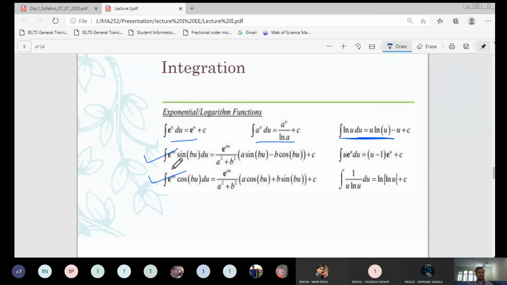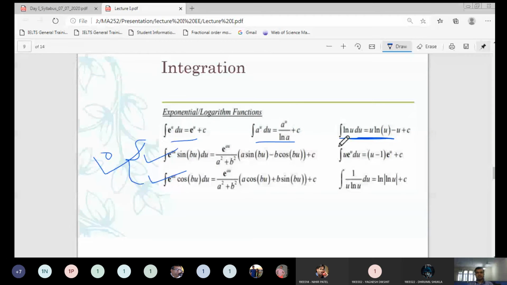That means integration of e raised to au sin bu du will be e raised to au upon a square plus b square, a sin bu minus b cos bu plus c. And in the same way, integration of e raised to au cos bu du is equal to e raised to au upon a square plus b square, a cos bu plus b sin bu plus c. Please keep in your mind, this will be very, very useful in our course MA 252. Frequently it will be used.